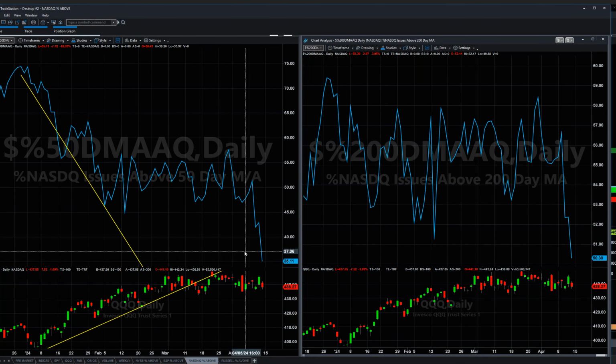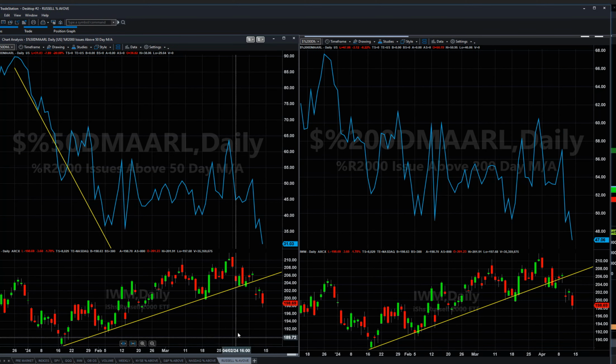This is the NASDAQ. Percentage of stocks above the 50-day moving average, only 35%. Above the 200-day moving average, only 50%. And in the Russell, it's even worse, 30% above the 50-day moving average, and 47% above the 200-day moving average.